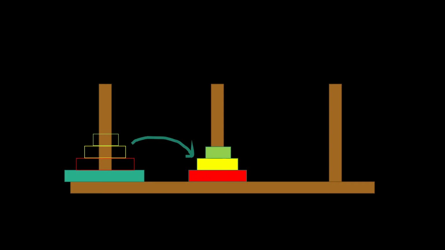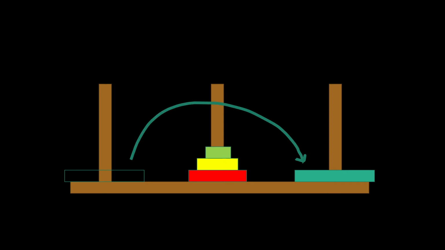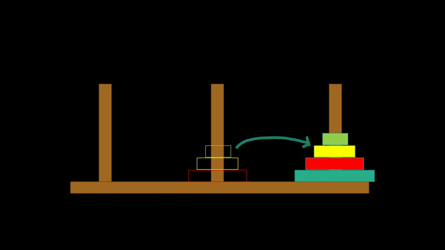So first, we're going to move our n minus 1 disks to the middle peg. Once we've done that, we notice that the leftmost peg has the nth disk at the bottom, right? Then we're going to move that disk from the leftmost peg to the rightmost peg. Then we're just going to move the 3 disks from the middle peg to the rightmost peg. And we're done. It's as simple as that.